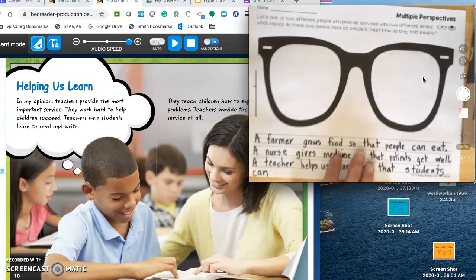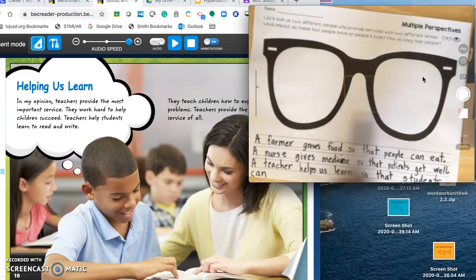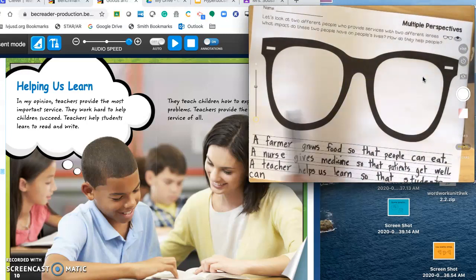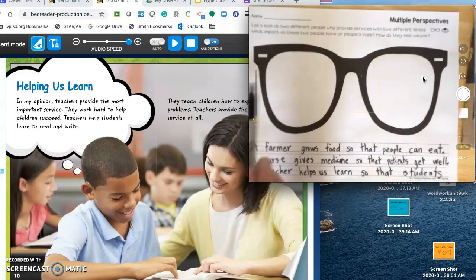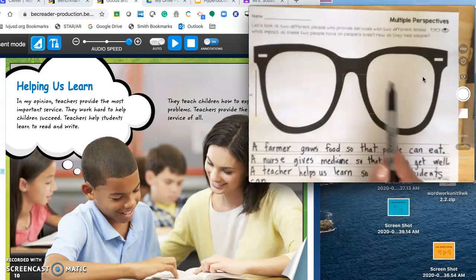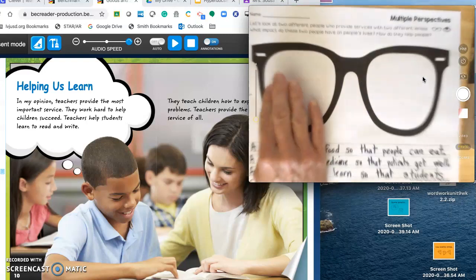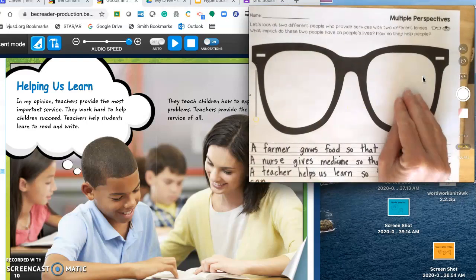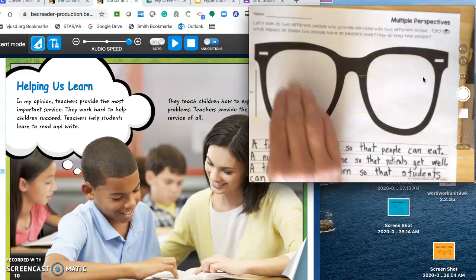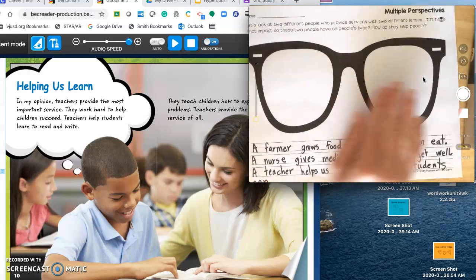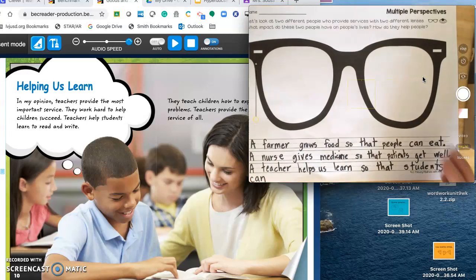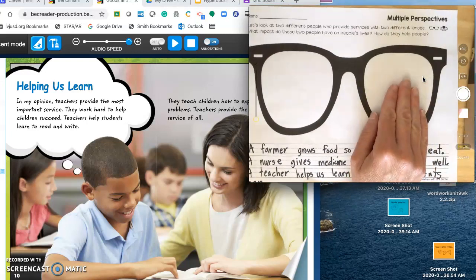Okay, when you're done with the writing, in the lenses, this was just reminding us that we're looking at the connection between different people in the text. You can just draw a picture of a service provider that we read about and the person that the service benefits. So over here, you could draw a teacher, and over here, you could draw a patient, or over here, you can draw a farmer, and over here, you can draw a person who eats the farmer's food.